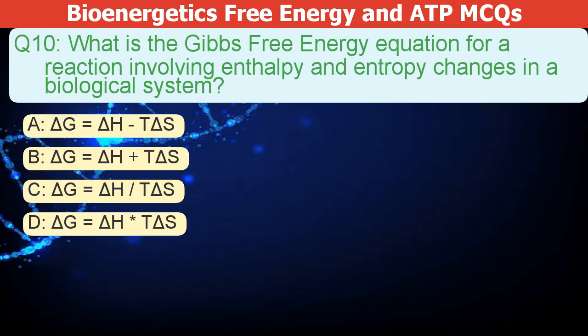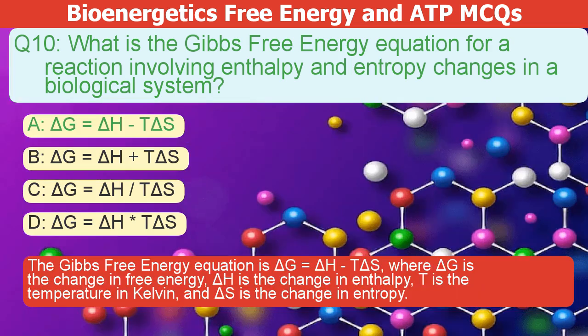What is the Gibbs free energy equation for a reaction involving enthalpy and entropy changes in a biological system? A. Delta G equals delta H minus T delta S. B. Delta G equals delta H plus T delta S. C. Delta G equals delta H divided by T delta S. D. Delta G equals delta H multiplied by T delta S. The correct answer is A.